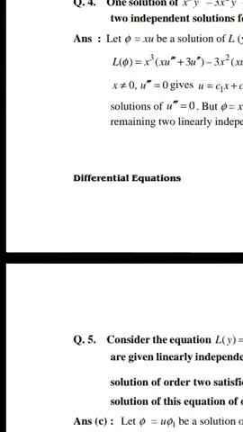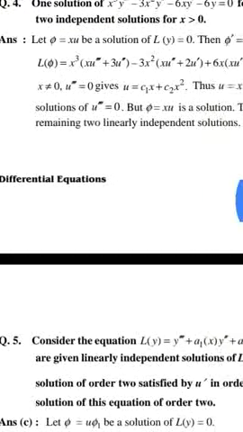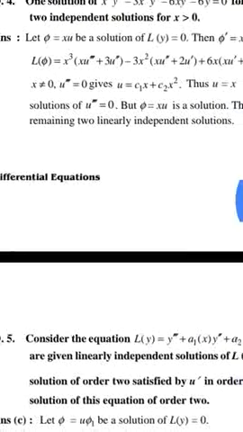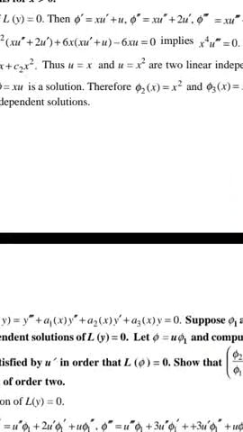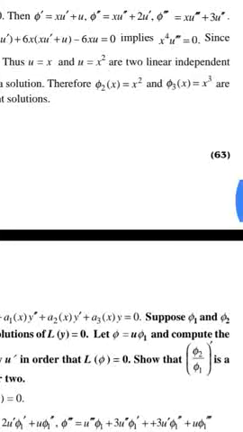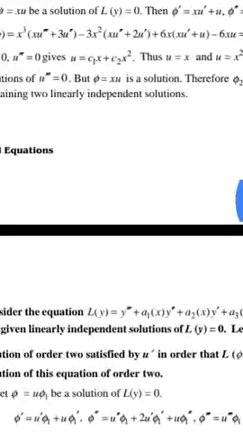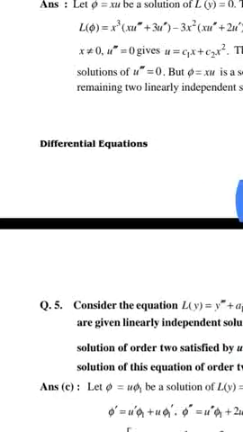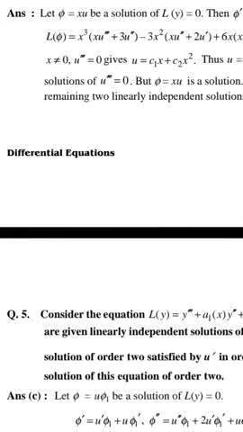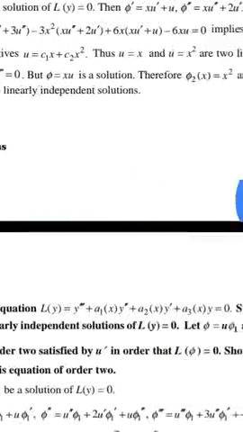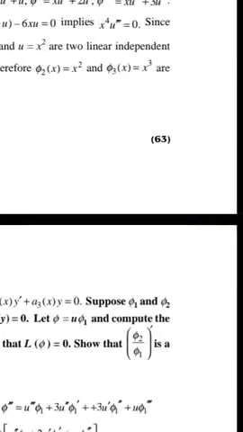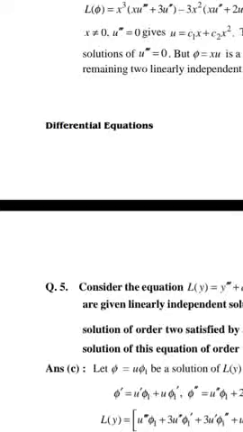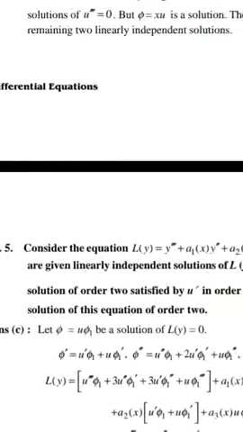Since x is not equal to 0, u triple dash is equal to 0 gives u is equal to c1 x plus c2 x square. Thus u is equal to x and u is equal to x square are two linearly independent solutions of u triple dash is equal to 0, but phi is equal to xu is the solution. Therefore, phi 2 of x is equal to x square, phi 3 of x is equal to x cube are the remaining two linearly independent solutions.